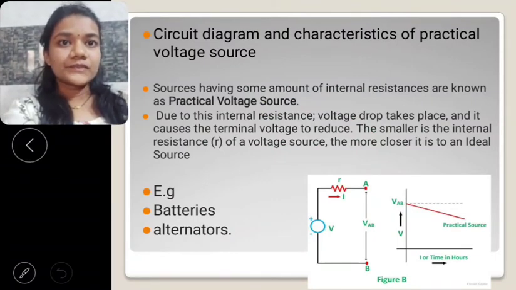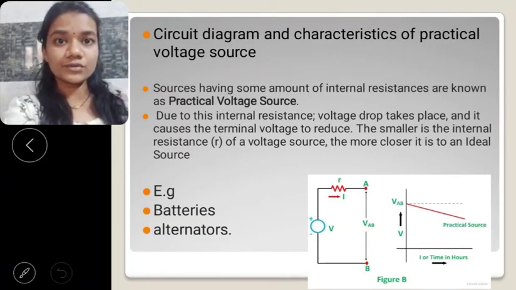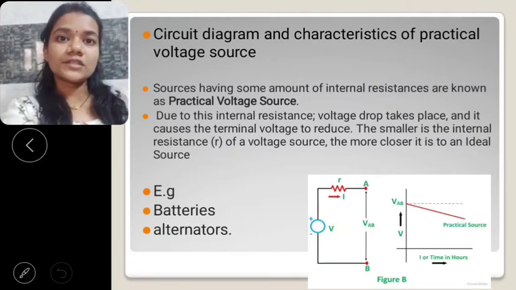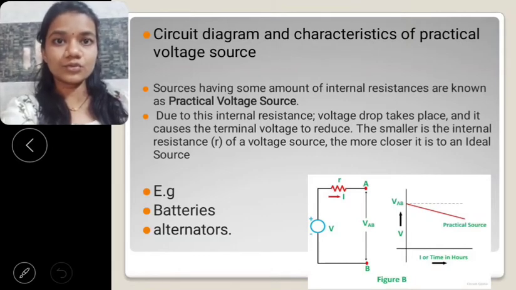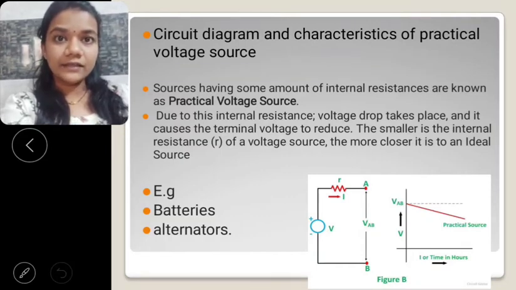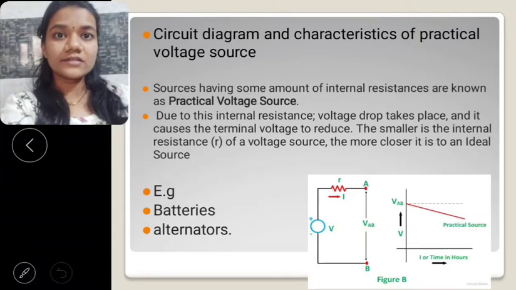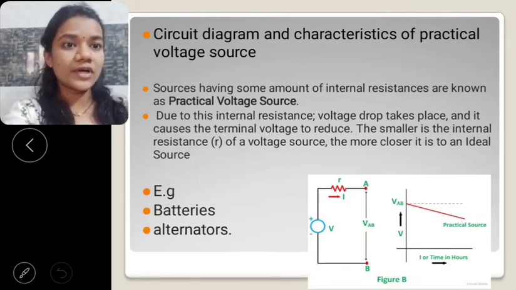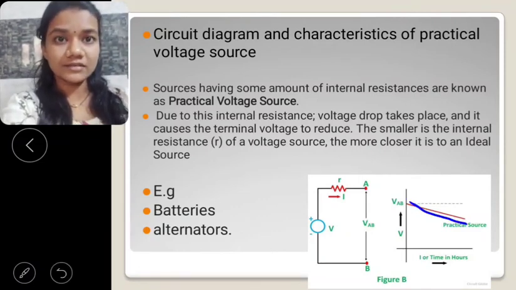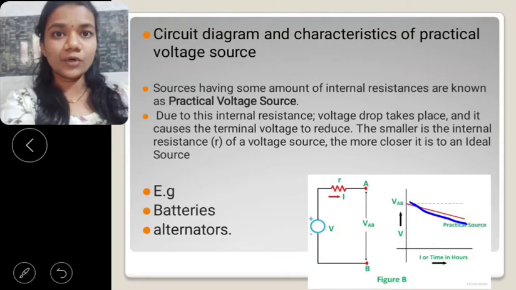Then this is the circuit diagram or characteristics of the practical voltage source. So what is the difference? These sources have some amount of internal resistance. As we saw, the ideal voltage source has zero internal resistance, while there are some sources which have a small amount of internal resistance; that is nothing but a practical voltage source. Due to this internal resistance, a voltage drop takes place. As we see in the characteristics, there is a slight change in voltage, a gradual decrease in voltage. It is nothing but your voltage drop, which takes place because of some amount of internal resistance.